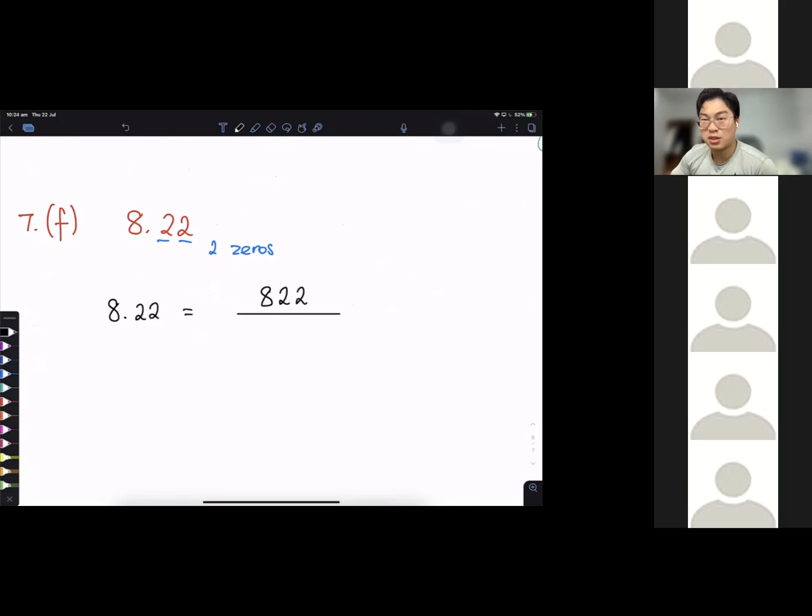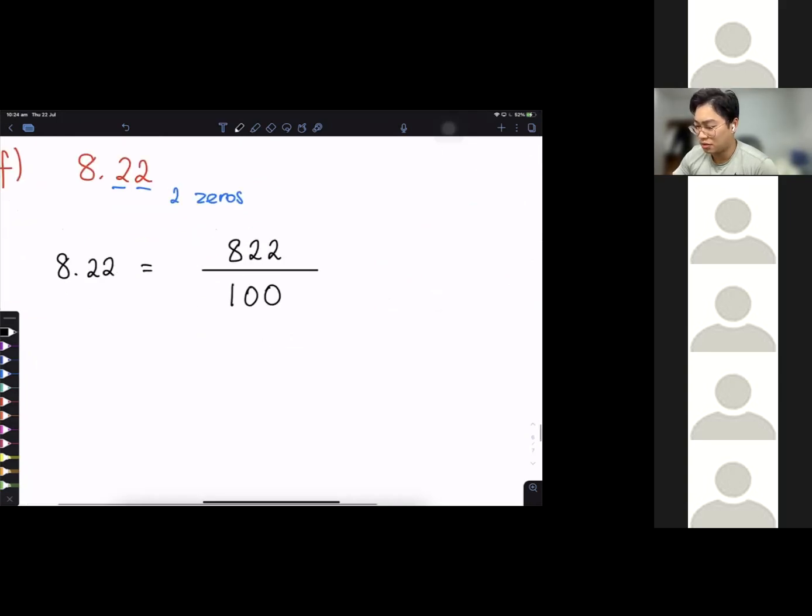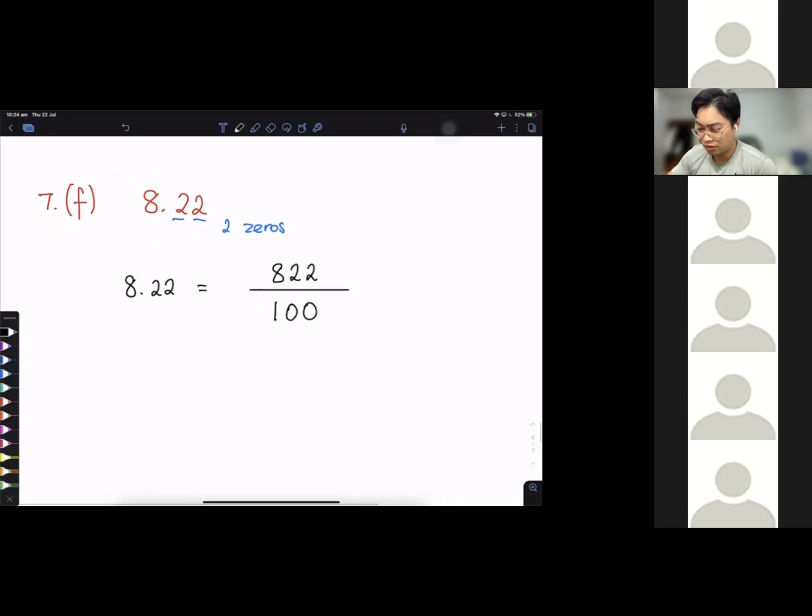And what's our number going to be at the bottom? How many zeros should we have? 100. Yeah, we said that we needed 2 zeros. Can this be simplified? What do you notice about the numbers? Yes, it can. What's the easiest number that you can divide it by?